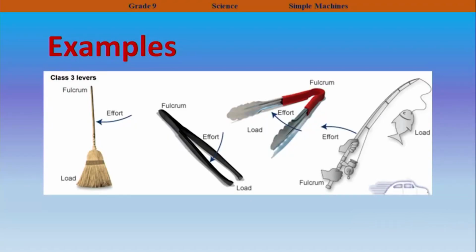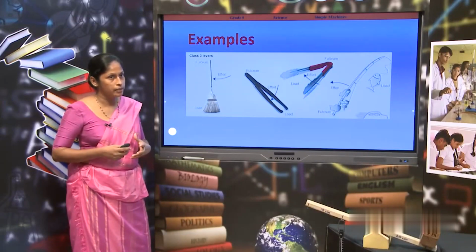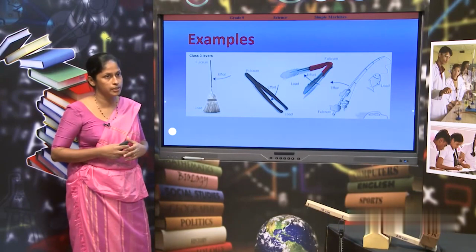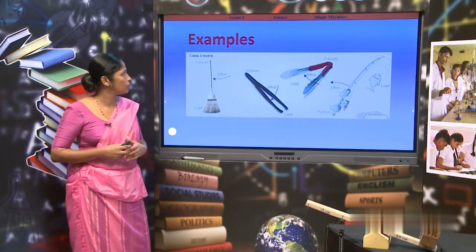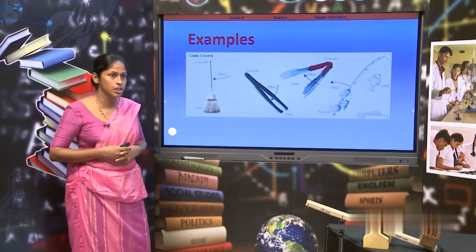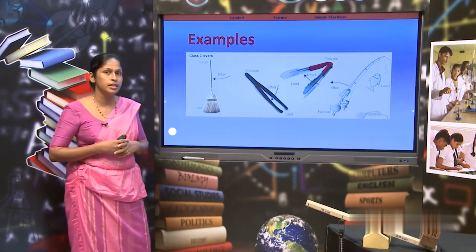In all these simple machines, effort is greater than load, but load moves a much greater distance. So, simple machines, especially third order simple machines, are used as a distance multiplier.